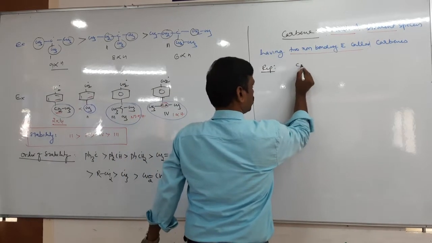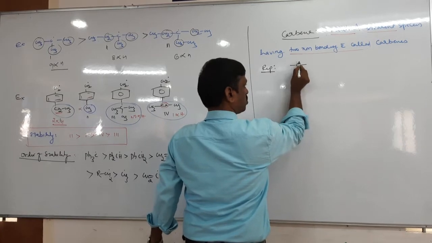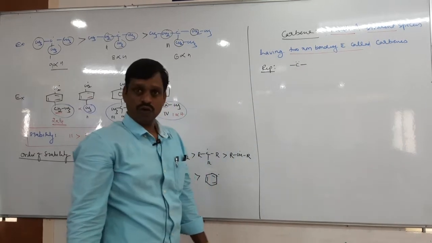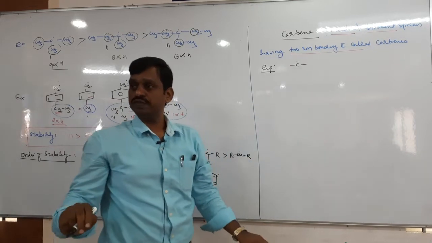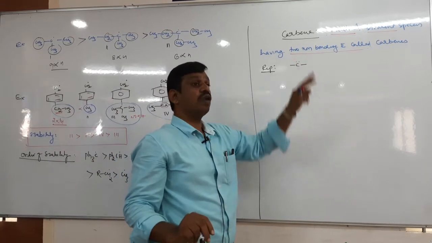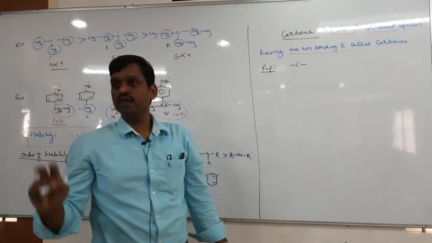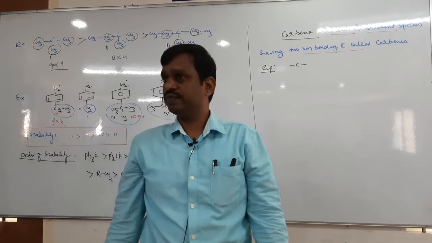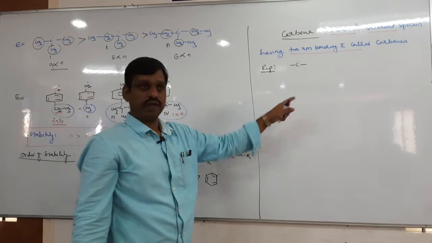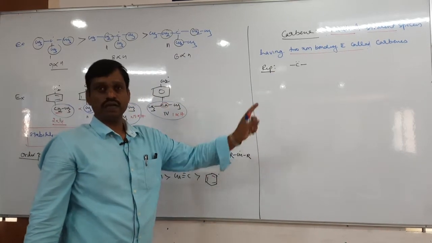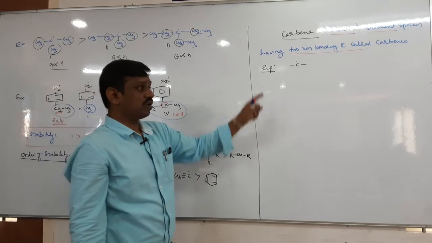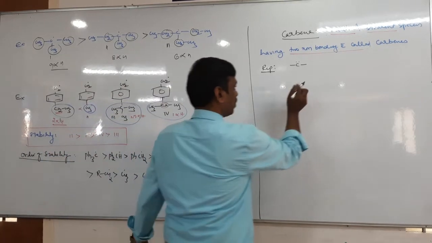Representation. So they are represented like this. They are neutral and bivalent, with valency 2: they have 2 bonds and 2 non-bonding electrons. They are actually not called a lone pair, we call them non-bonding. I will tell you why they are non-bonding later. Okay, so then they are what? Carbenes. This is the representation. Next is examples.